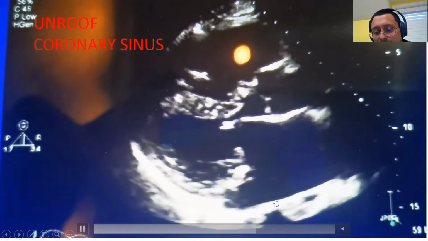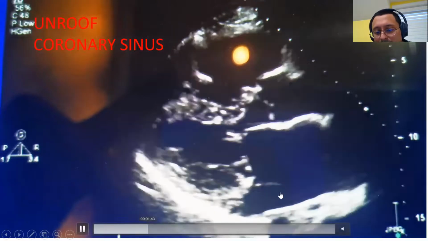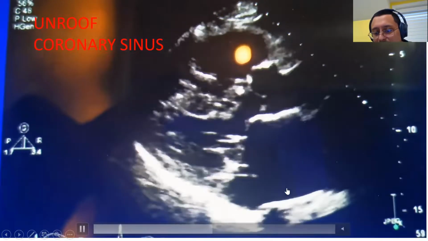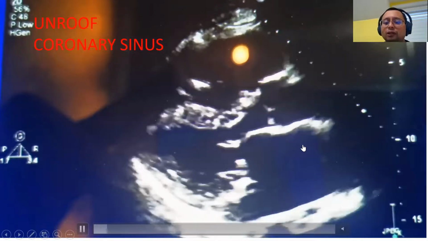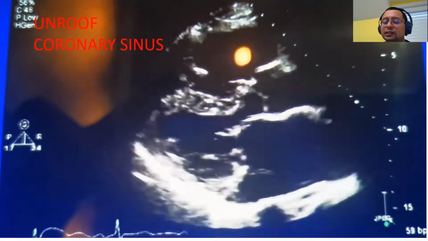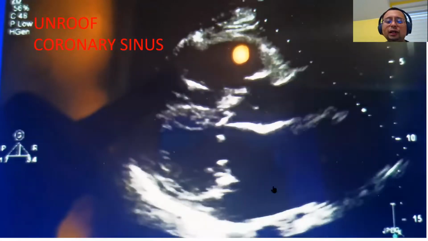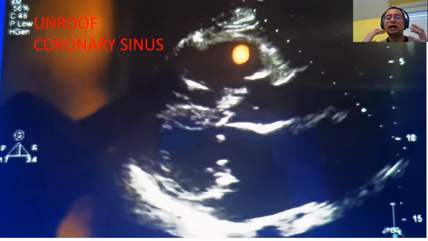If you see the round structure here, the round is actually not complete. As you can see, there is a deficiency between the structure and the left atrium. So that is your unroofed coronary sinus. Now, how do I make sure that it is unroofed coronary sinus, and not just a coronary sinus that is dilated for some other reason? The way to do this is like that. Unroofed coronary sinus is invariably associated with persistent left superior vena cava.